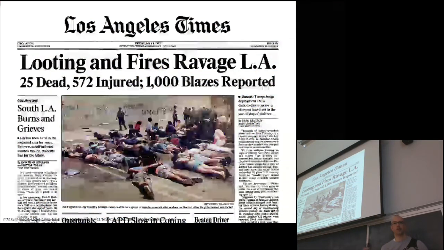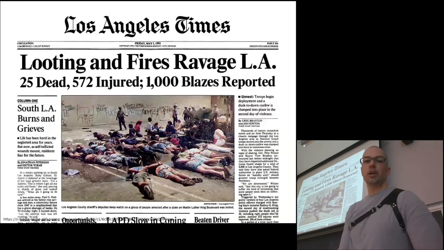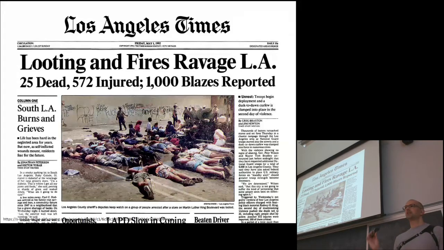This was the headline from the Los Angeles Times: fires and looting ravage LA. 25 dead, 572 injured, 1,000 blazes reported. That was as a result of this verdict, of this acquittal of those 4 officers. And this is actually also an example of positive punishment. So the target behavior in this case was the acquittal of the 4 police officers. What was presented was looting and fires and general mayhem. And the probability that those 4 officers got acquitted on a later trial actually did go down, because they were later found to be guilty of violating Rodney King's civil rights.